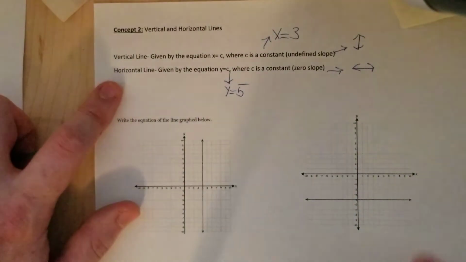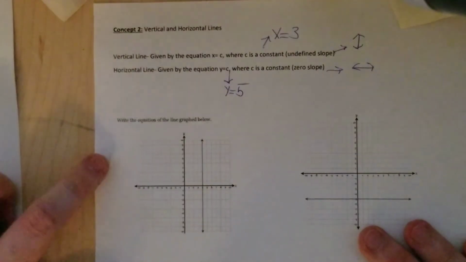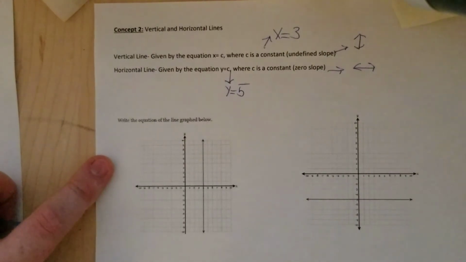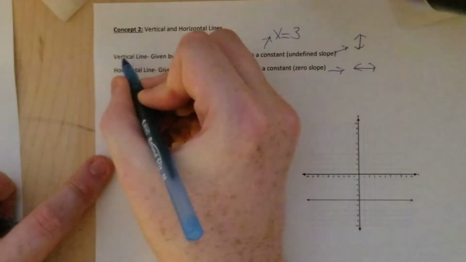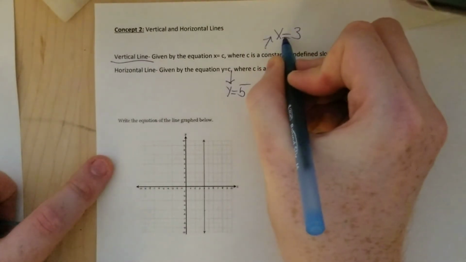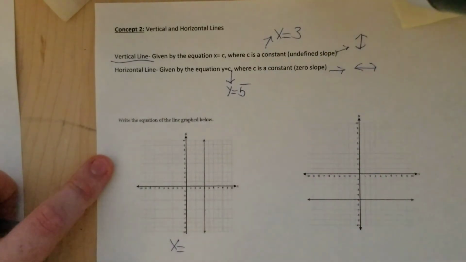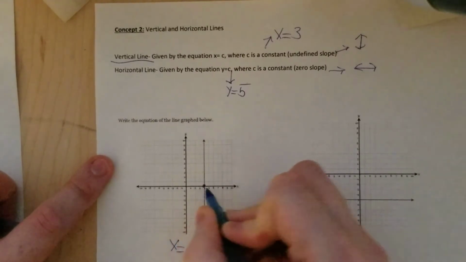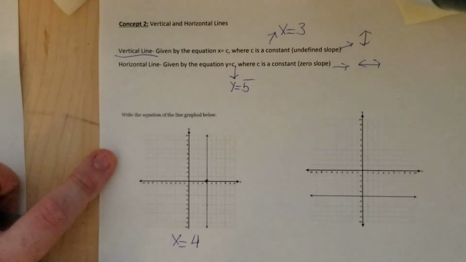So you're going to see two types of questions potentially in Delta Math. The first type of question is they're going to give you a graph, and you're going to write the equation. So you want to ask yourself first off, is it vertical or is it horizontal? So this first one is vertical. So remember, vertical lines start with an x. So this would be x equals. And then you just want to go over on your x-axis and see where it crossed. It crossed at 4. So this would be x equals 4.